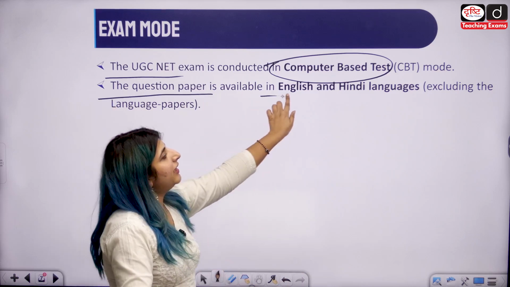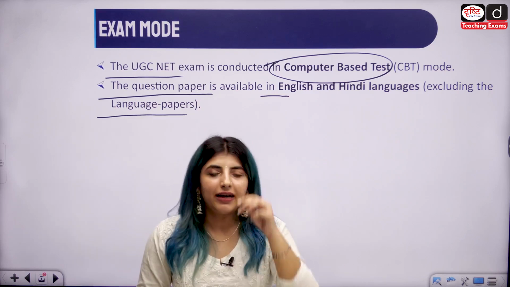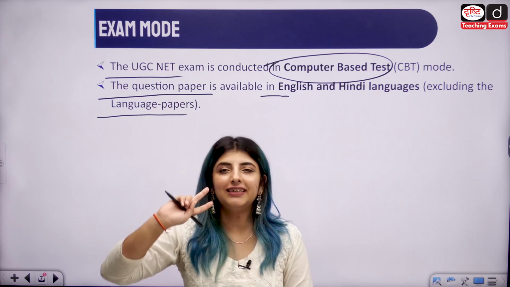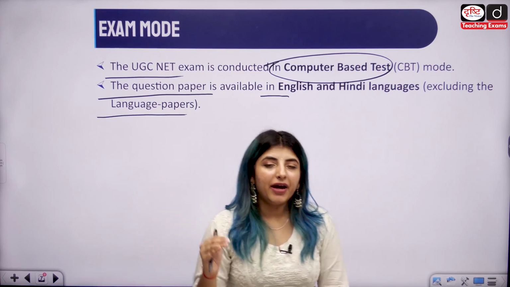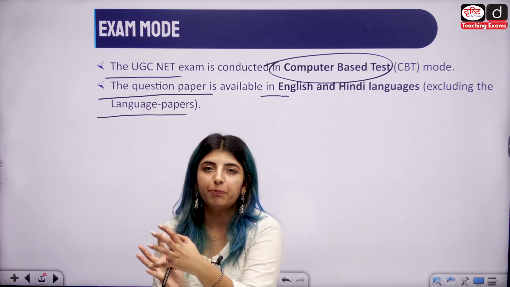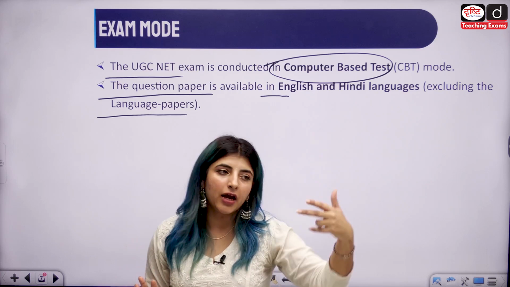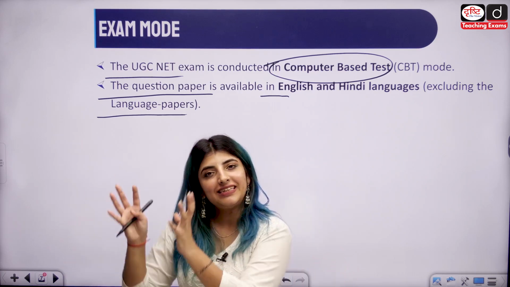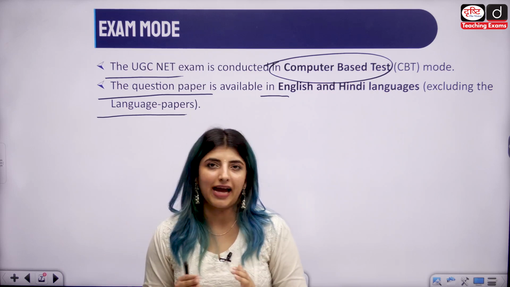The question paper is available in English and Hindi languages, excluding the language papers. Now, what do I mean by that? It generally means that paper 1 is given to you in 2 languages, English and Hindi, correct? Excluding the language papers, which means that if you are appearing for the English literature exam, then the second paper will not have the questions in Hindi. The first paper would have it in Hindi and English both, but paper 2, because it's a language paper, will have the entire list of 100 questions in English only, and so is the case with the other languages as well.